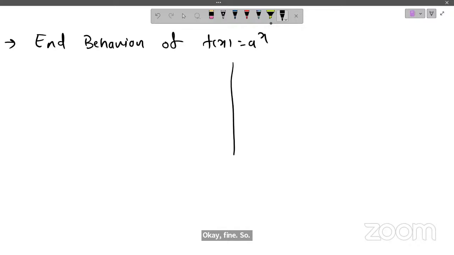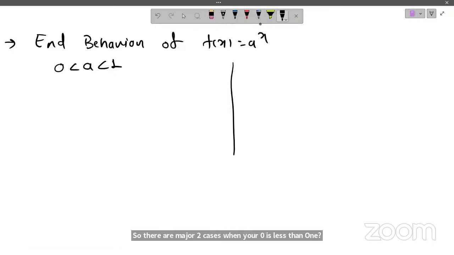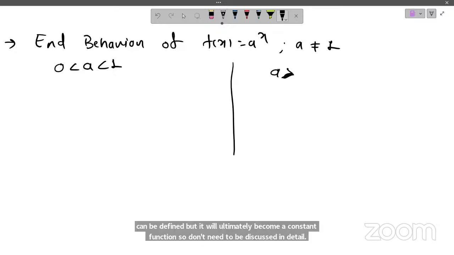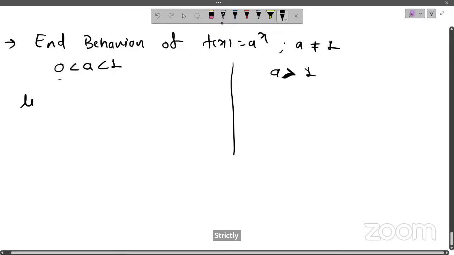There are two major cases when a is greater than 0. In our course, we don't say that it is an exponential function if a is equal to 1, so a is not equal to 1. We are defining it in this way, right? Our a is not equal to 1. It can be defined, but it will ultimately become a constant function, so it doesn't need to be discussed in detail. So a is strictly greater than 0. Okay, so in this case, what will happen?